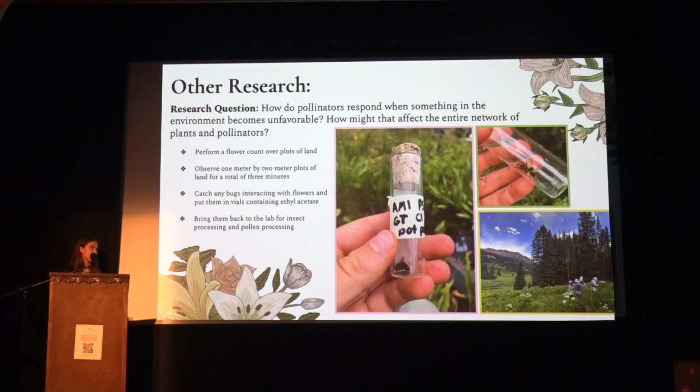If it was a control day, we wouldn't do that, and then we would basically observe little plots of land for a total of 3 minutes, and any time that we saw a pollinator interact with a flower, we would stop the timer, catch it, and we'd unfortunately have to kill it and ID it, unless it was a bee or butterfly.